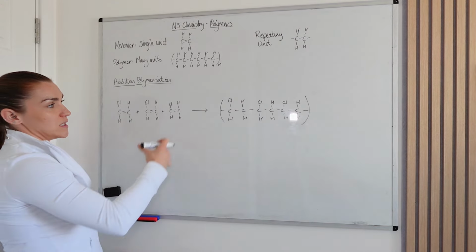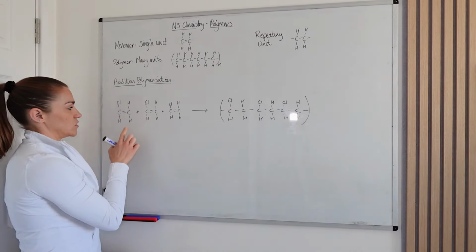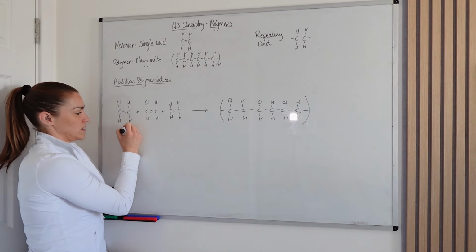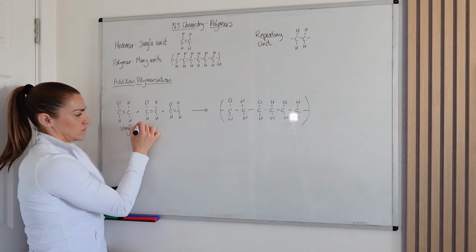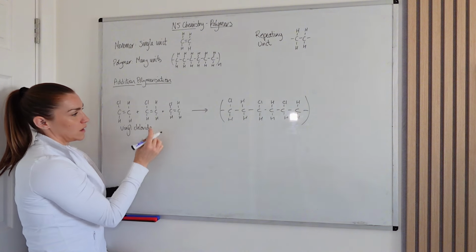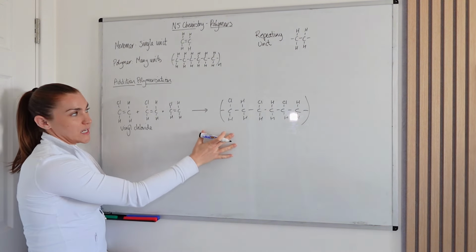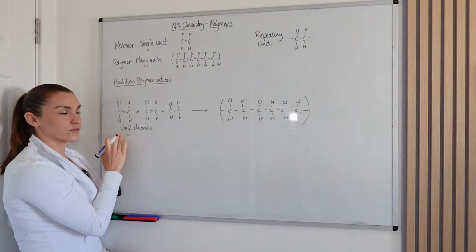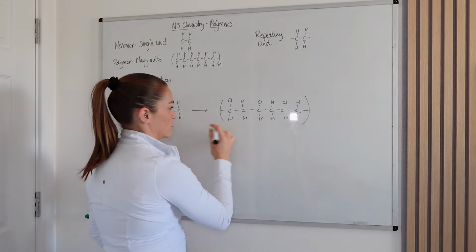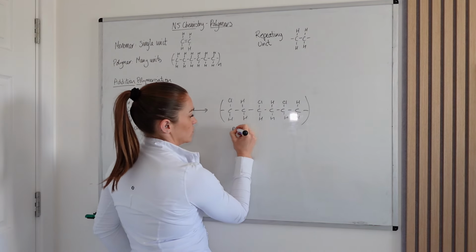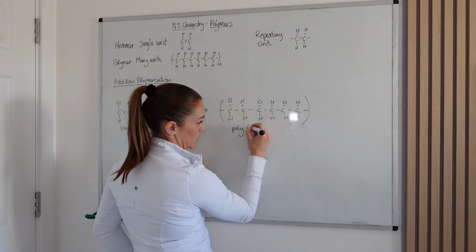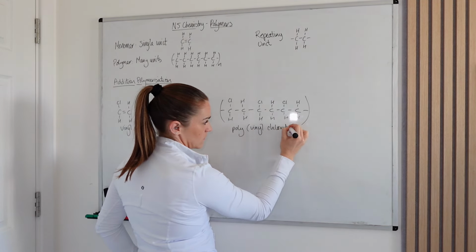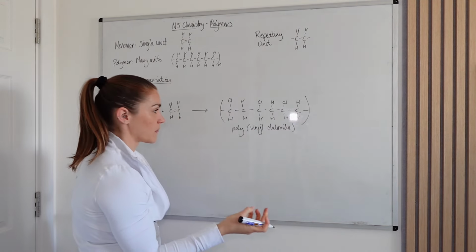If we were then going to name this polymer that we've created, so the monomers here are vinyl chloride, in order to name the polymer, all you need to do is put poly at the front of the monomer's name. So if the monomer is called vinyl chloride, your polymer will be called polyvinyl chloride. Okay, and it is as easy as that.